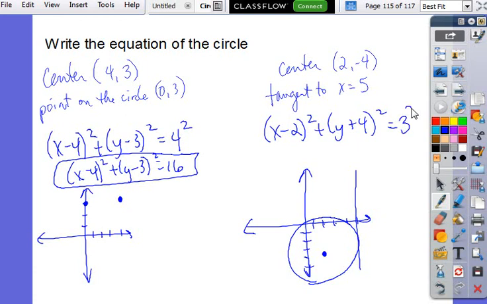Now, how can we do that without the graph? Look at what it's telling us. It's tangent to x equals 5. Well, how far is 5 for x away from 2 for x? 3 spaces. Well, there's your 3. So really, we don't need the graph. I was just doing that to show you. Go ahead and finish that out. There's your equation.